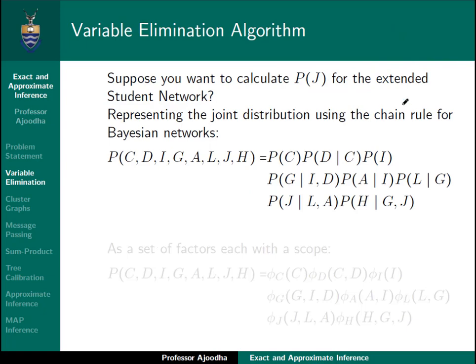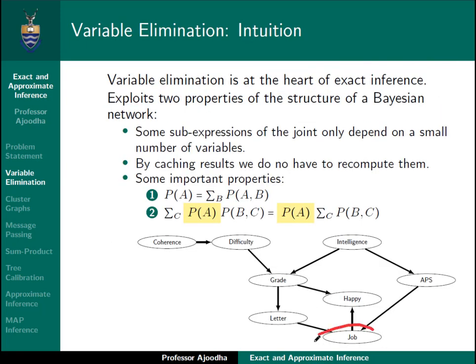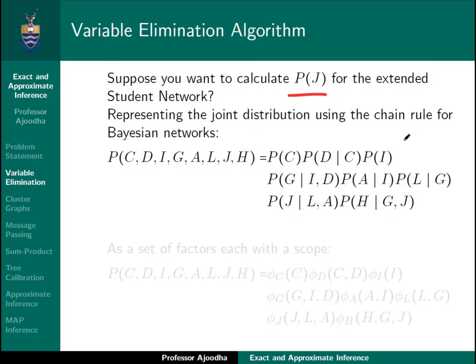Okay, so let's see. Suppose that you want to calculate the probability of J. If you go back to the slide here, that's the probability of the job. So we want to calculate the probability of J on the extended student network, the one I showed you on the previous slide. And we know already that we can represent the joint distribution using the chain rule for Bayesian networks, not the chain rule for probabilities.